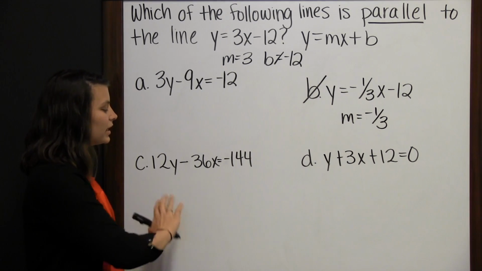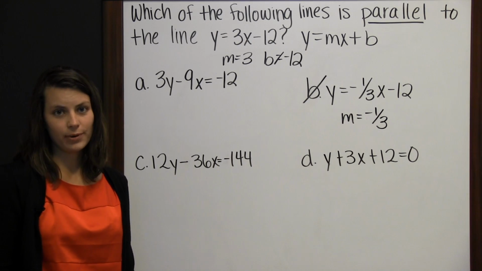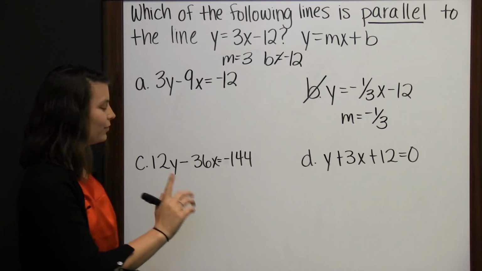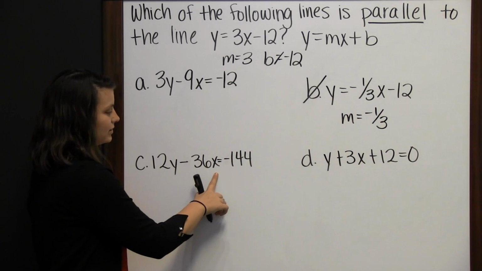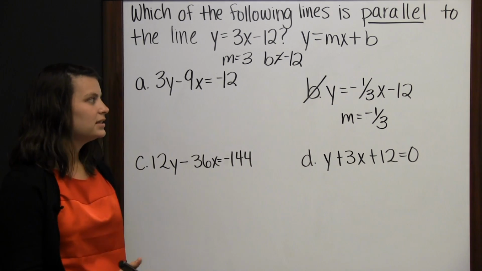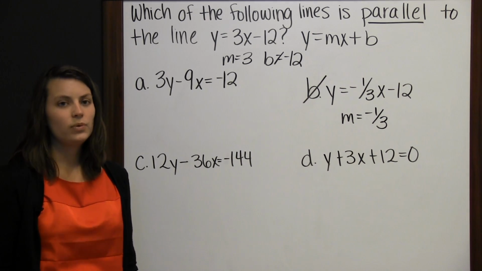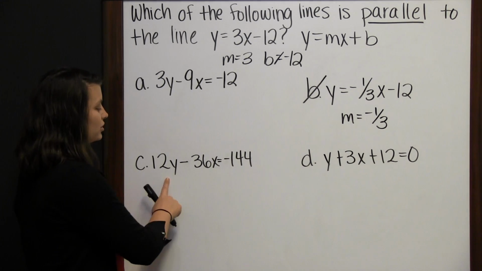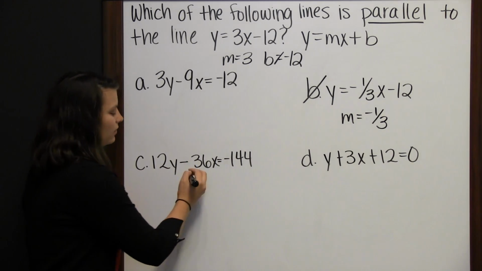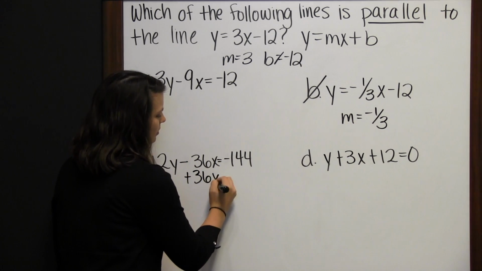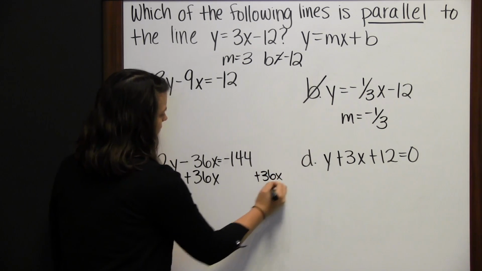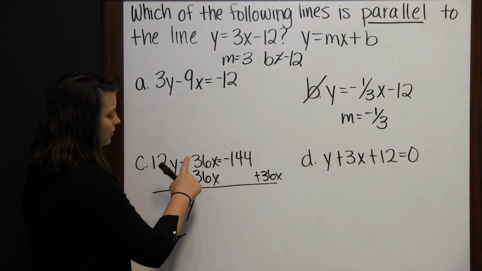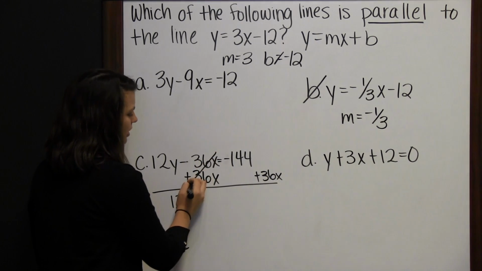Now let's look at C. This equation is not in slope-intercept form. It's in standard form, which is, well, close to standard form. It's by minus ax equals c. And since it's not in slope-intercept form, we do not know the slope of this line. But we can find the slope of this line by transforming it. The first thing we need to do is add 36x to both sides. So we bring down our 12y. Our -36x and our +36x cancel.